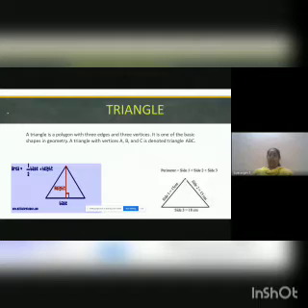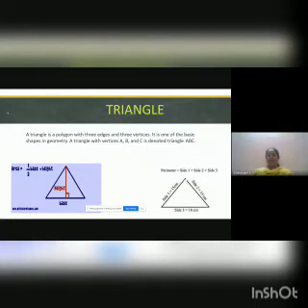Now coming to triangle. A triangle is a polygon with 3 edges and 3 vertices. It is one of the basic shapes of geometry. A triangle with vertices A, B and C is denoted as triangle ABC. So area of a triangle is half into base into height, and perimeter is adding up all the sides. So side 1 plus side 2 plus side 3. These are the three basic shapes which you already learned in your lower classes.